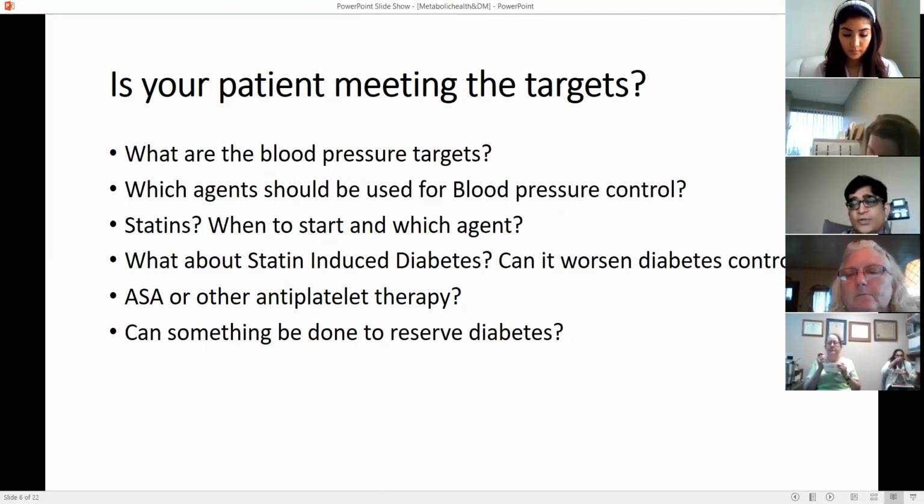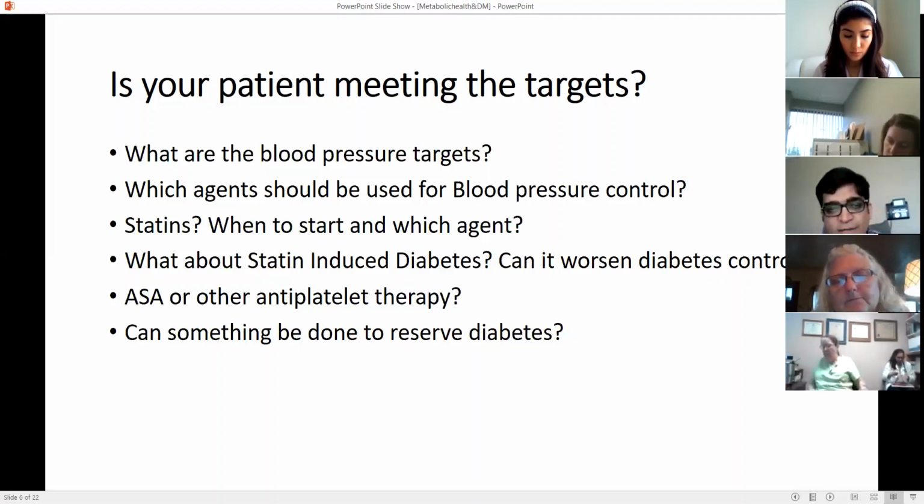Number one. Then if I have to add or start, and this patient was already on lisinopril 10, by the way. So if he's already on a blood pressure agent, is he meeting the targets for the blood pressure? And what agents should be used to control the blood pressure? This patient was not on a statin, so should we add a statin, and if so, which agent? Again, we are trying to help improve the metabolic profile, so that's why I'm thinking along those lines.